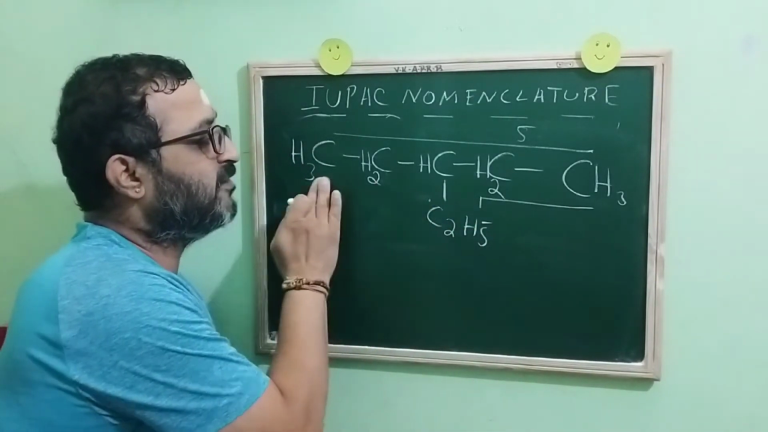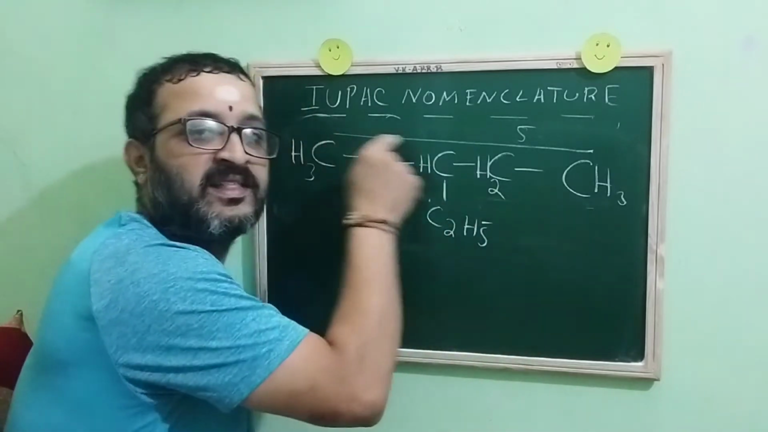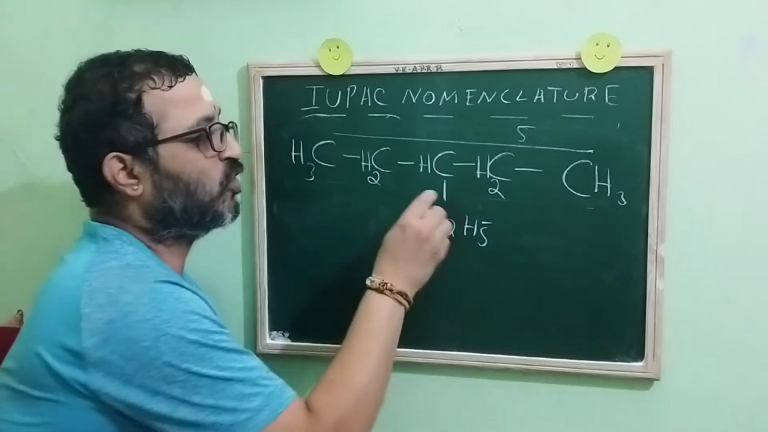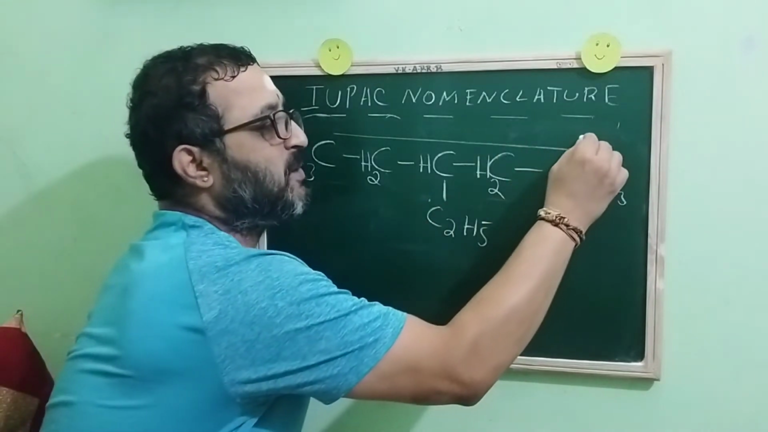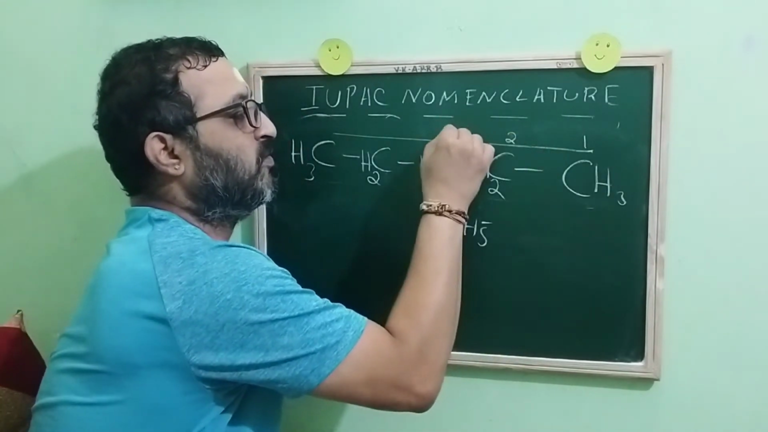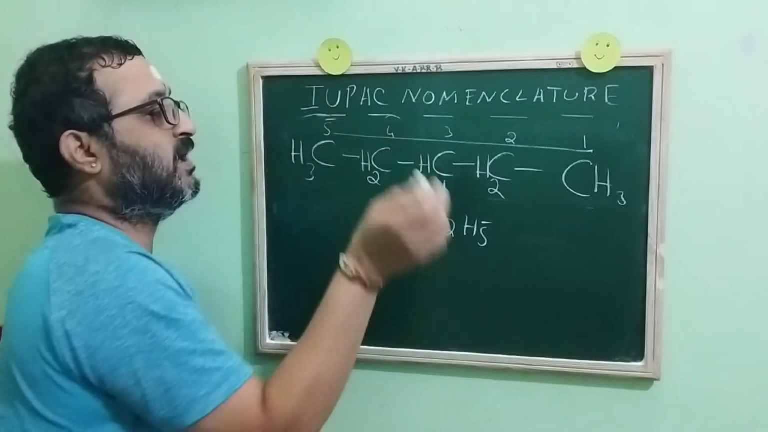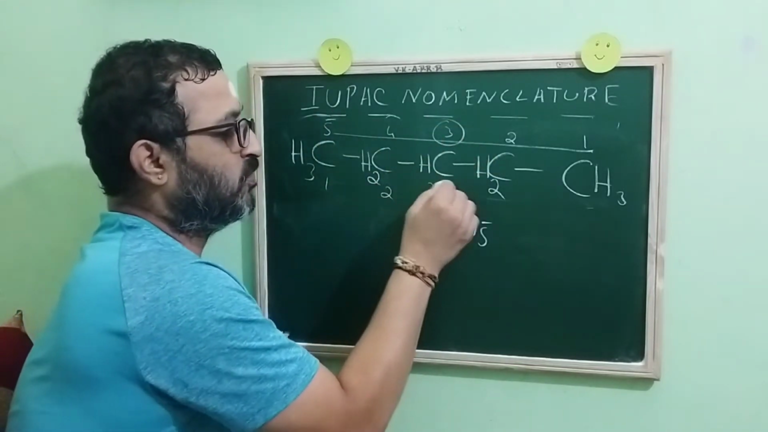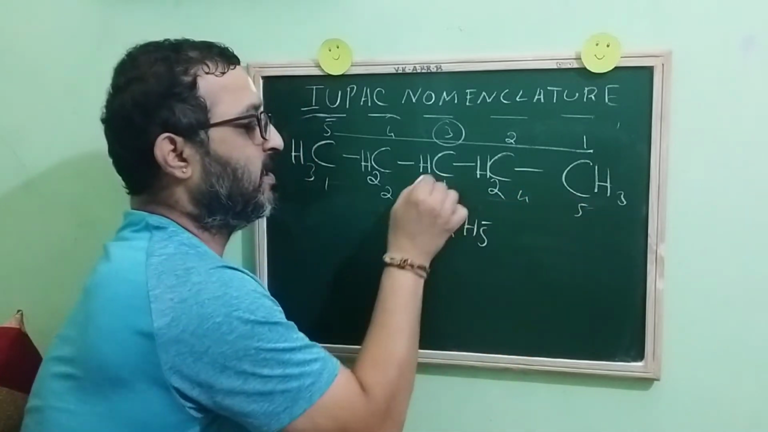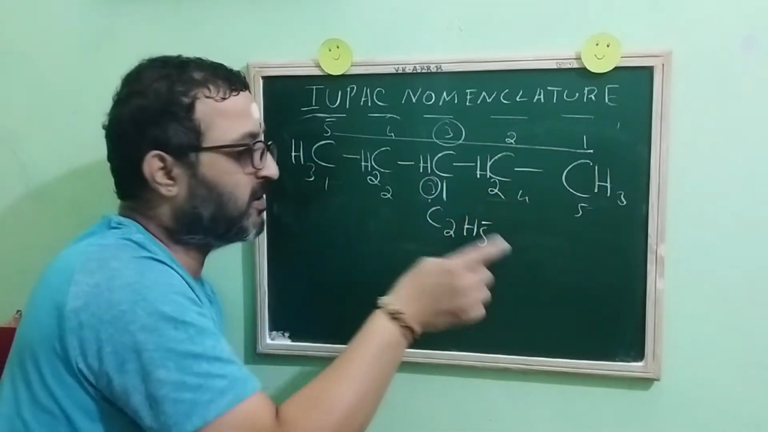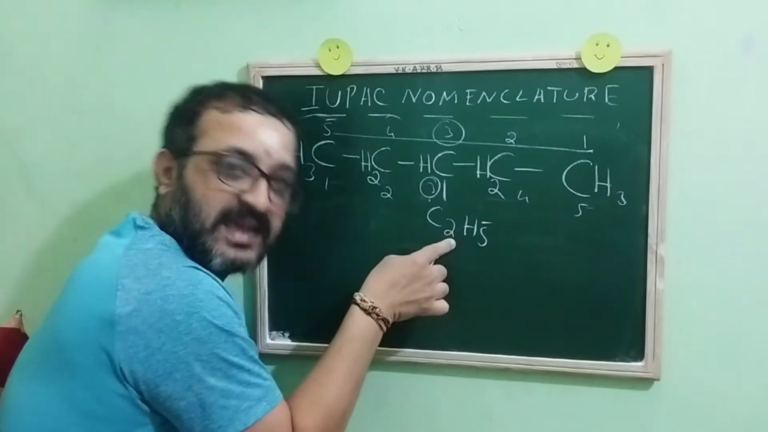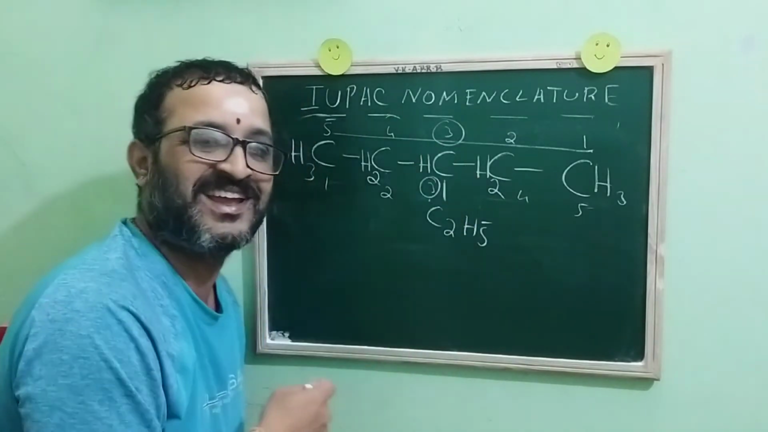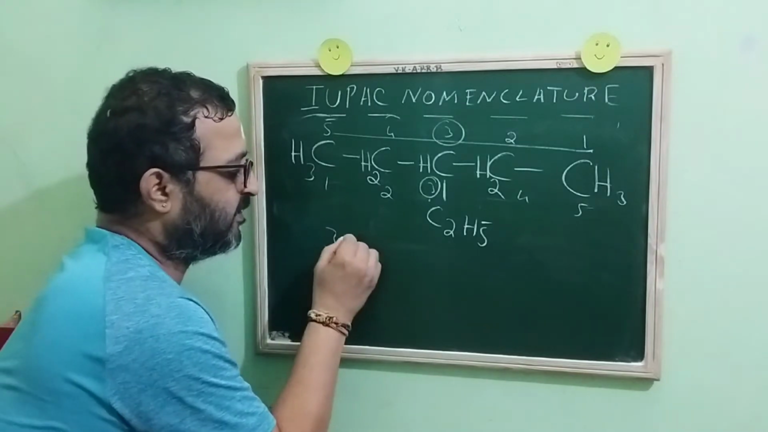Then our parent chain will be which one? The straight chain, which has 5 carbon atoms. So the next thing is we have to do the numbering: 1, 2, 3, 4, 5. Okay, so from left to right, 1, 2, 3, 4, 5. From both directions, the carbon to which the ethyl group is attached is getting what number, children? 3.